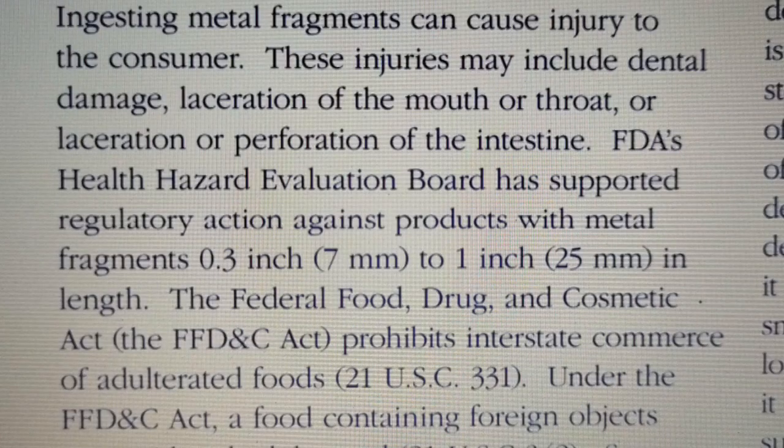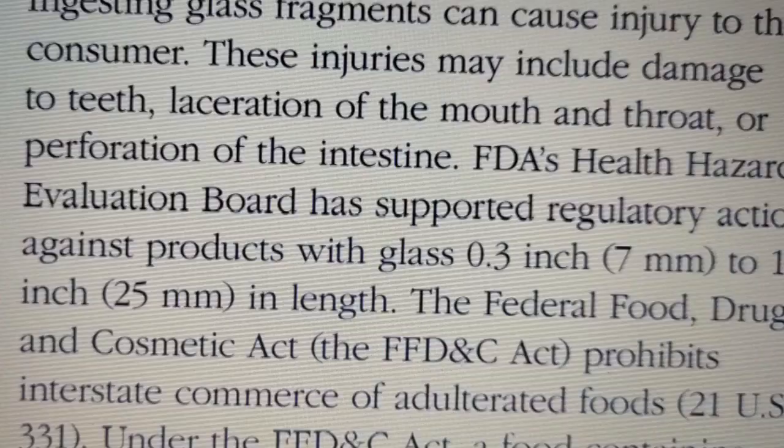As per the United States guidelines, Adulteration Act, adulteration regulations, the food which contains foreign particles like glass fragments or metal fragments, with a size from minimum 7 mm to 20 mm, meaning 0.3 inch to 1 inch, is actionable as per the US Adulteration Act. Either it is glass fragments or it is metal fragments.